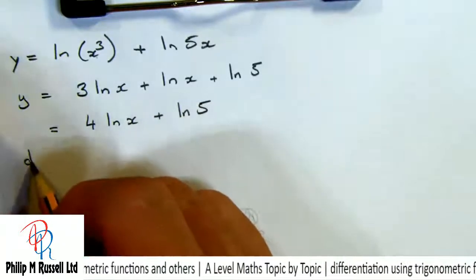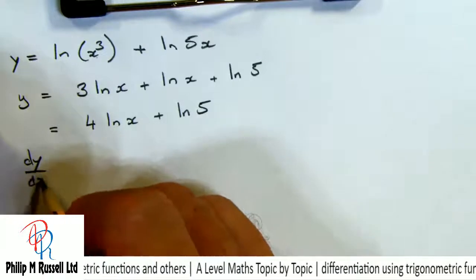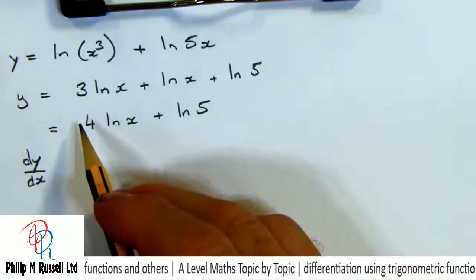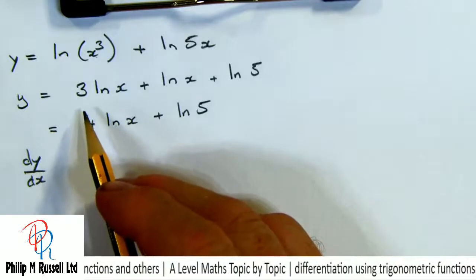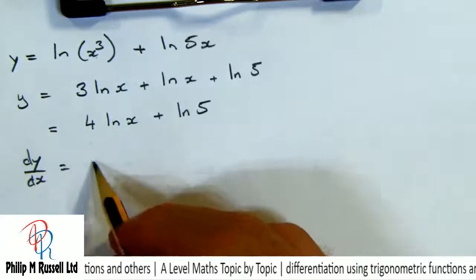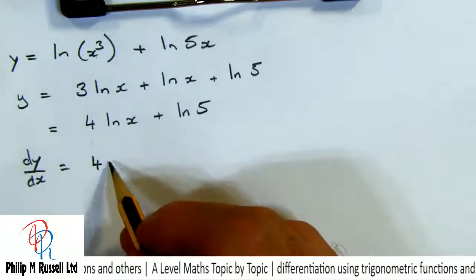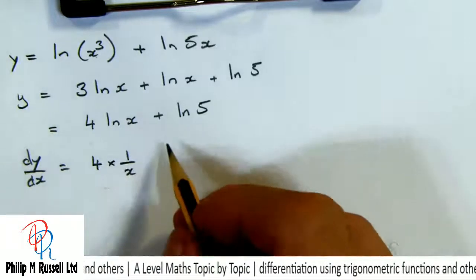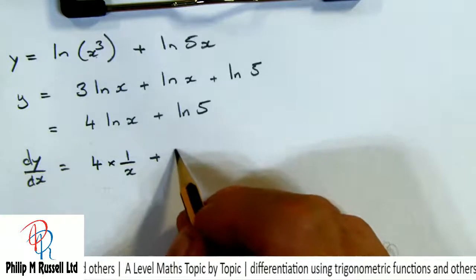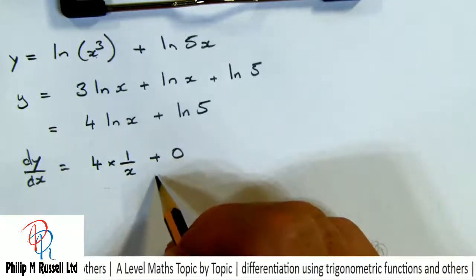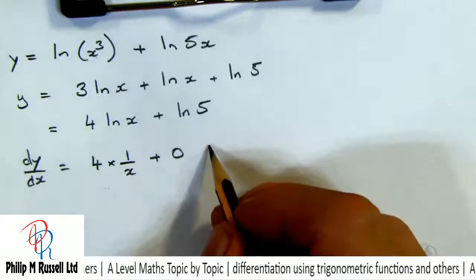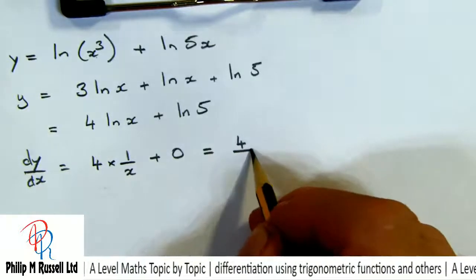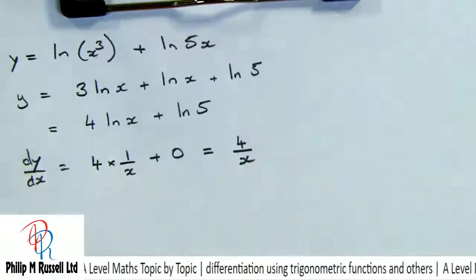If we now differentiate this, then we've got here 4 times 1 over x plus 0, and that is going to give me 4 over x.